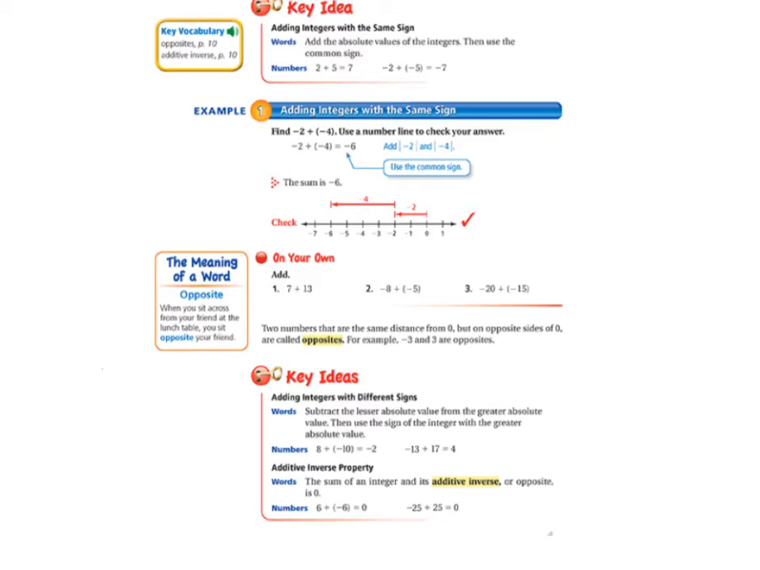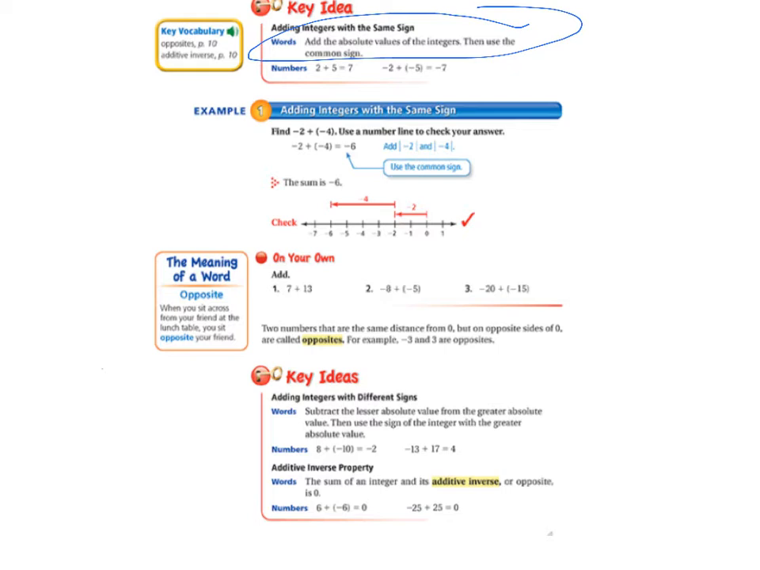Let's start at the top of page 10, and the key idea talks about adding integers with the same sign. So when we add integers with the same sign, we add the absolute values of the integers, then use the common sign. So that means use the sign that is with both of them. So that's what we're working on right there.